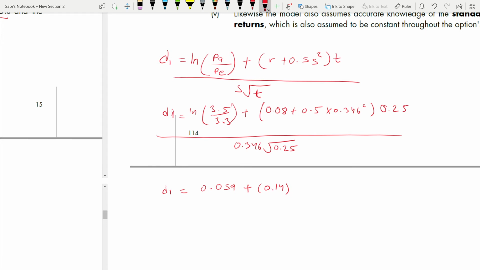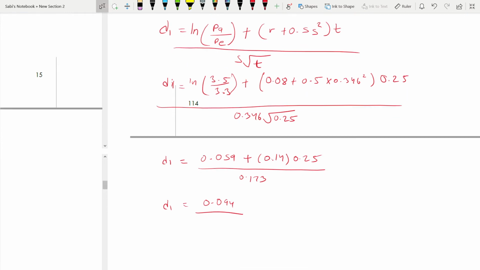And outside it is 0.25, and the denominator is 0.346 into the square root of 0.25, which will be 0.173. Now it's easy to work out. Don't forget your BODMAS. Here on your numerator, your multiplication will be first and then your addition. That means first you will multiply 0.14 by 0.25 and then add 0.059. Then divide by 0.173. Right?